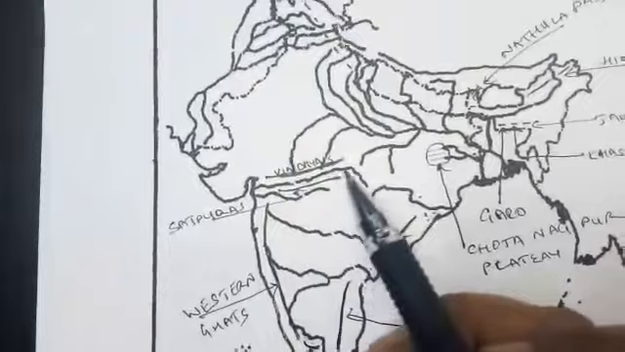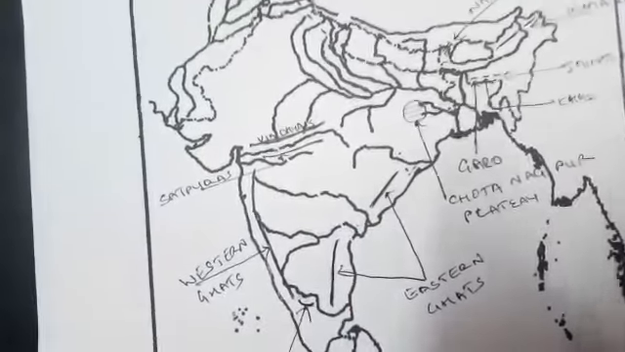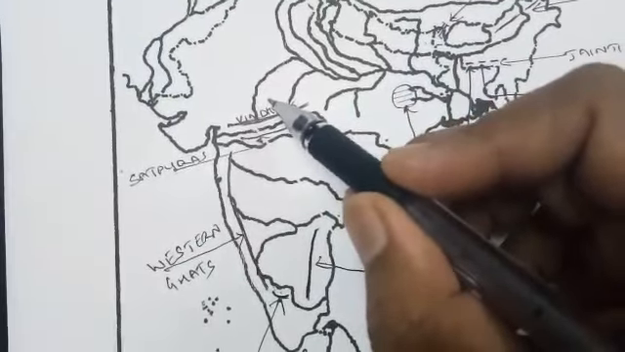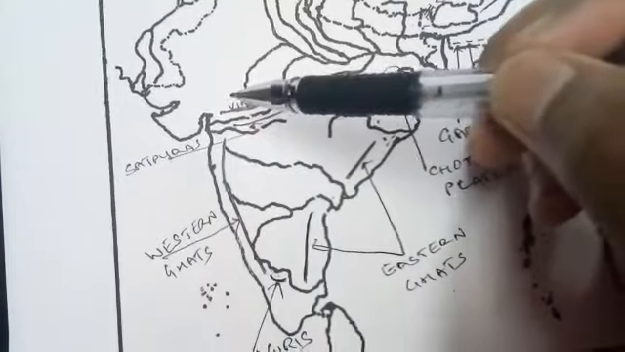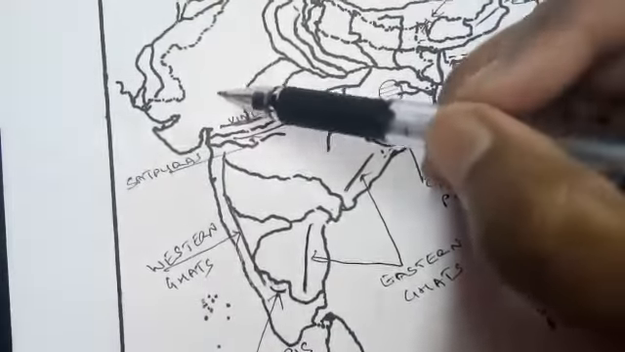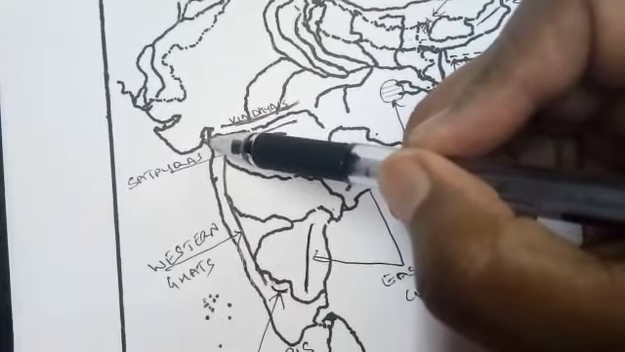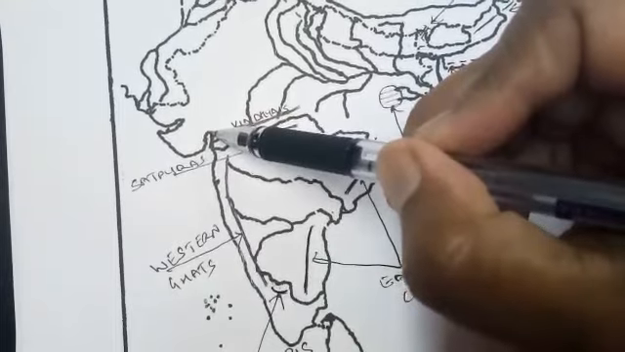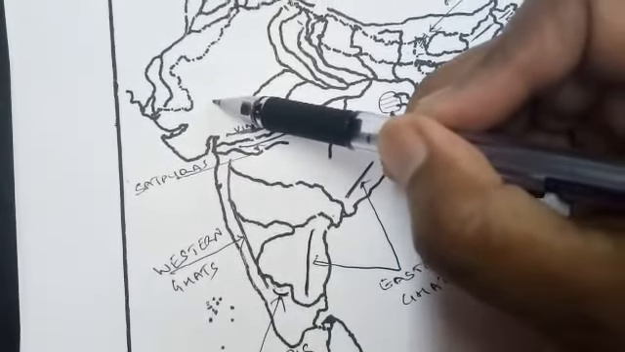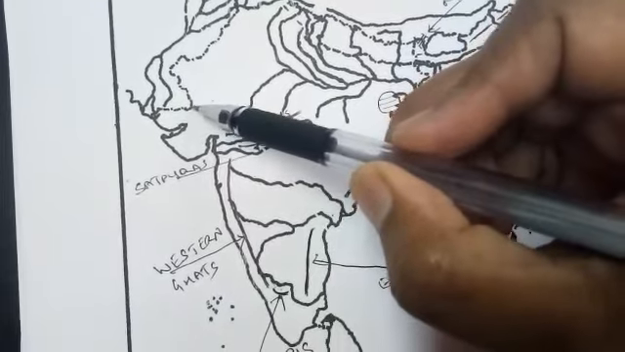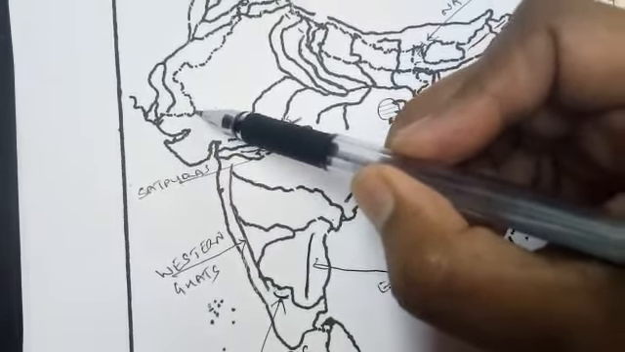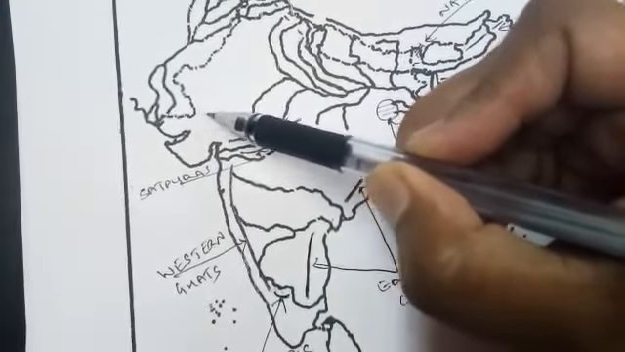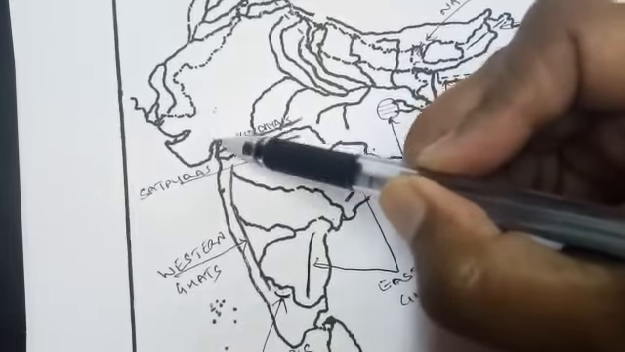Now comes your Aravalis. Malwa plateau is not in the syllabus, so we are not going to mark Malwa plateau, which was here. Okay. Now we mark the Aravali range. Now for Aravali, look at the demarcation. This is Gulf of Khambhat. This point, from here you come up till here. Then this boundary of Gujarat, it should sink here.